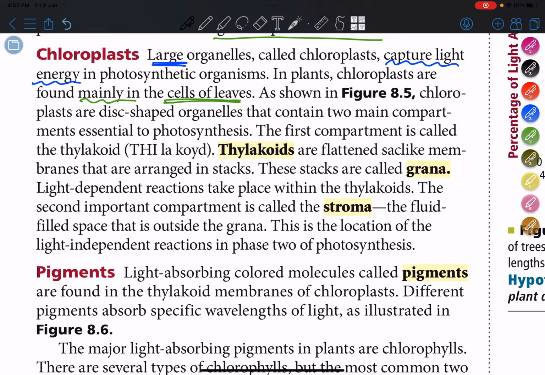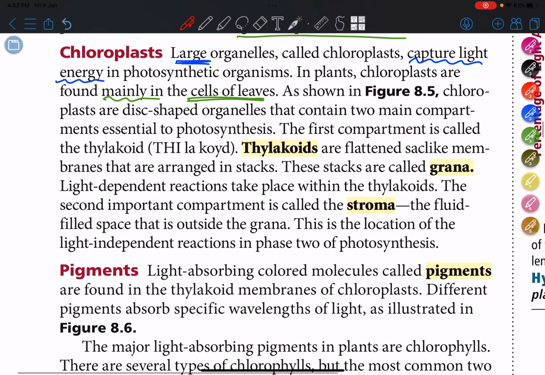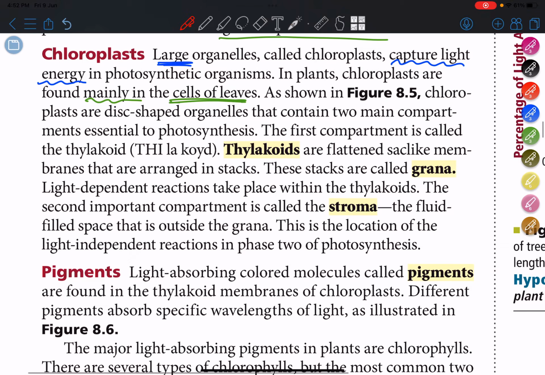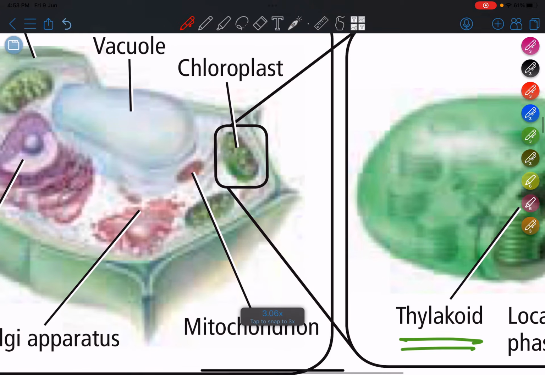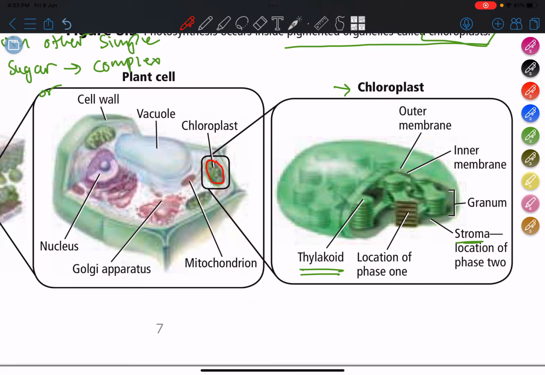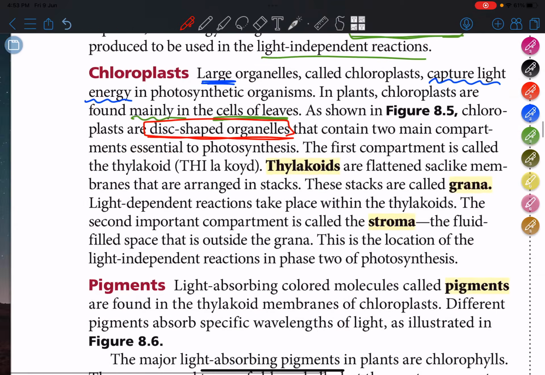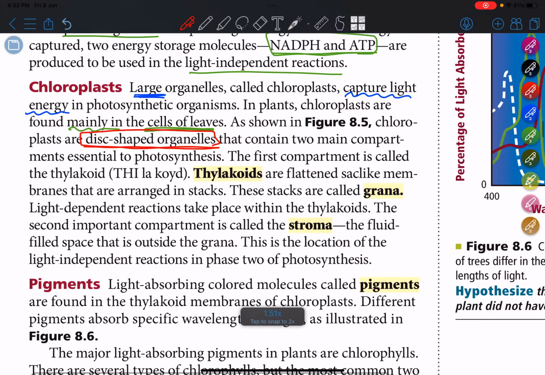It's very important for you to know the description of chloroplasts. So what do chloroplasts look like? They are disc-shaped organelles. So I'll just go back to the photo here. If you can see, this is the chloroplast, and it looks like a disc, right? This is it from the inside, but from the outside, it looks like an almost round disc. It contains two main components essential to photosynthesis.